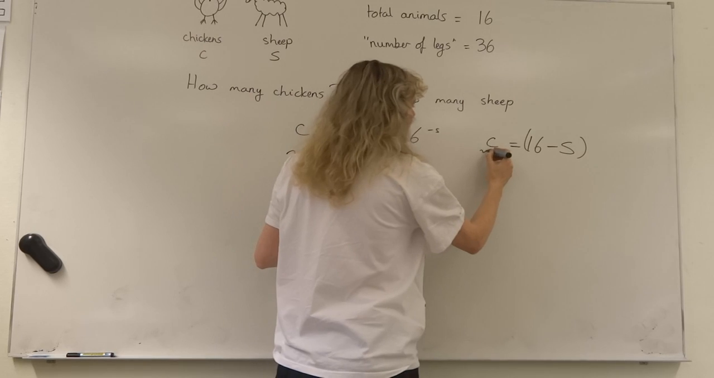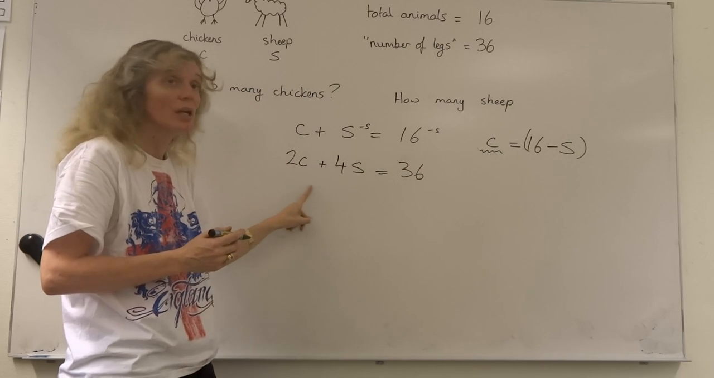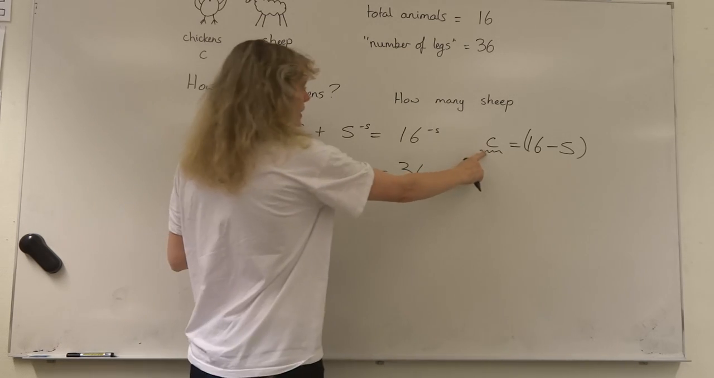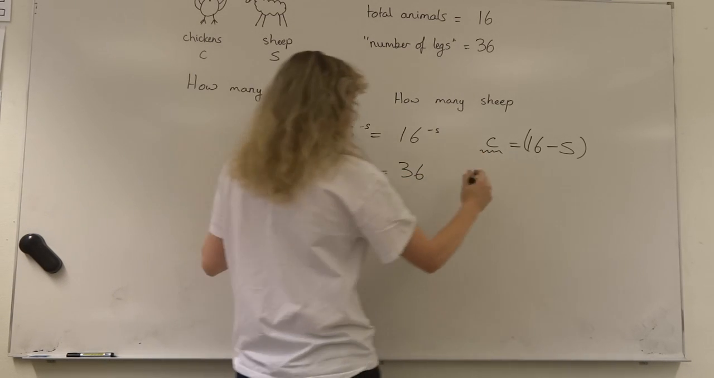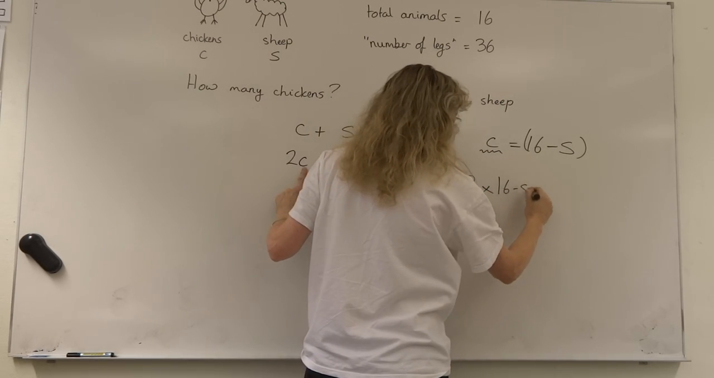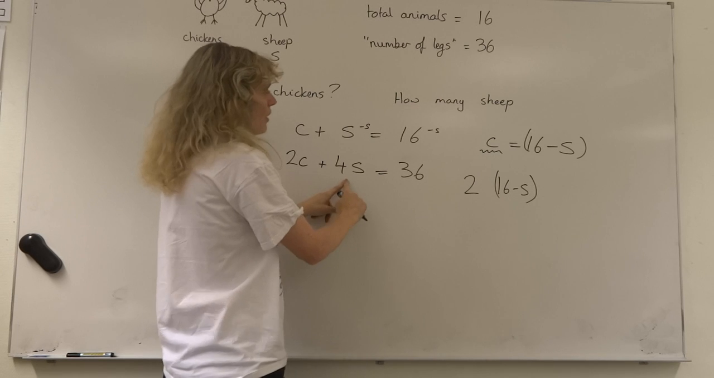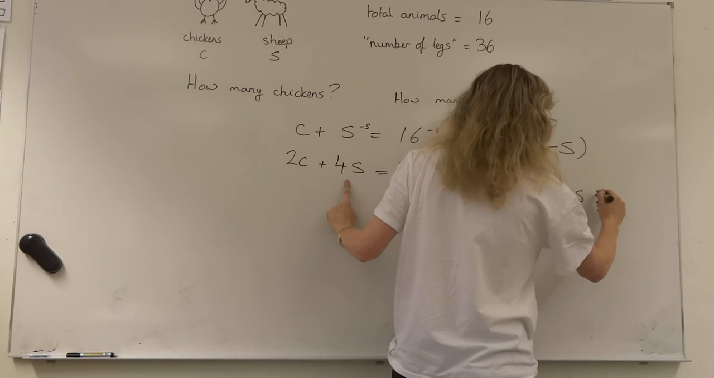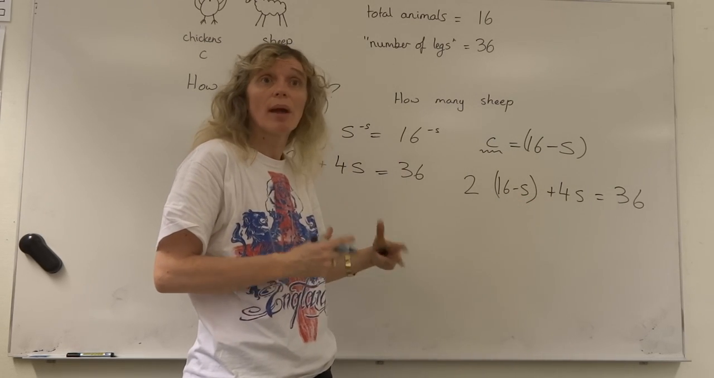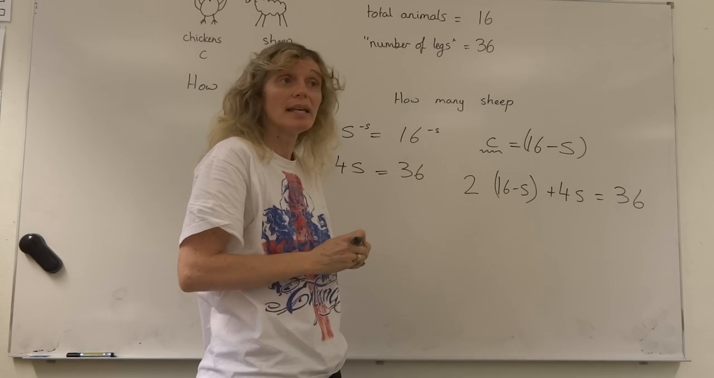But wherever we see C, we put 16 minus S instead. In this equation, we then only have S's, so we've got rid of the C's. So wherever we see C, which we see one here, we put in 2 times C. We know that C is the same as 16 minus S. We can take the times away there and just put the bracket in. 2 lots of C plus 4 lots of S equal 36. Now, in this equation, we've only got S's. So now we have one equation with one unknown. So if we expand the brackets out like I showed you yesterday, it's really easy to solve.